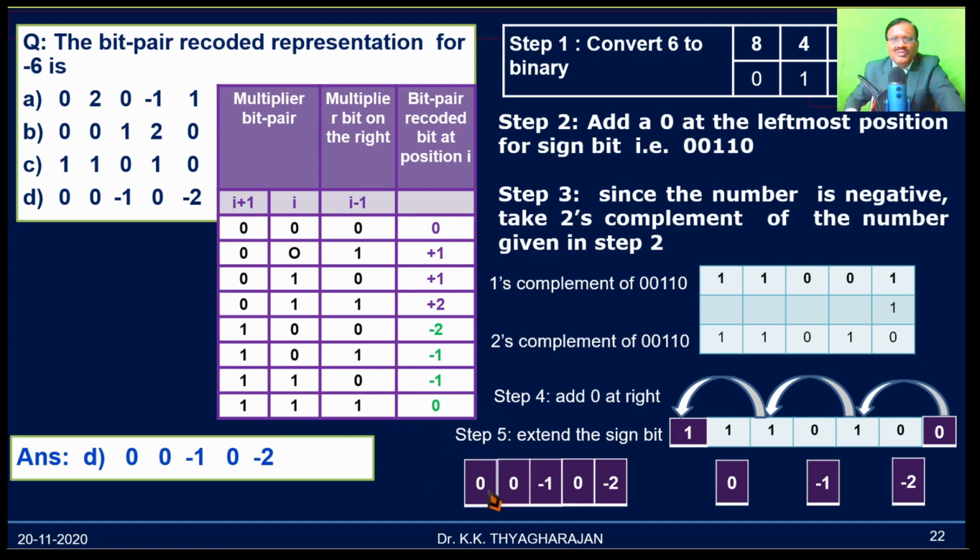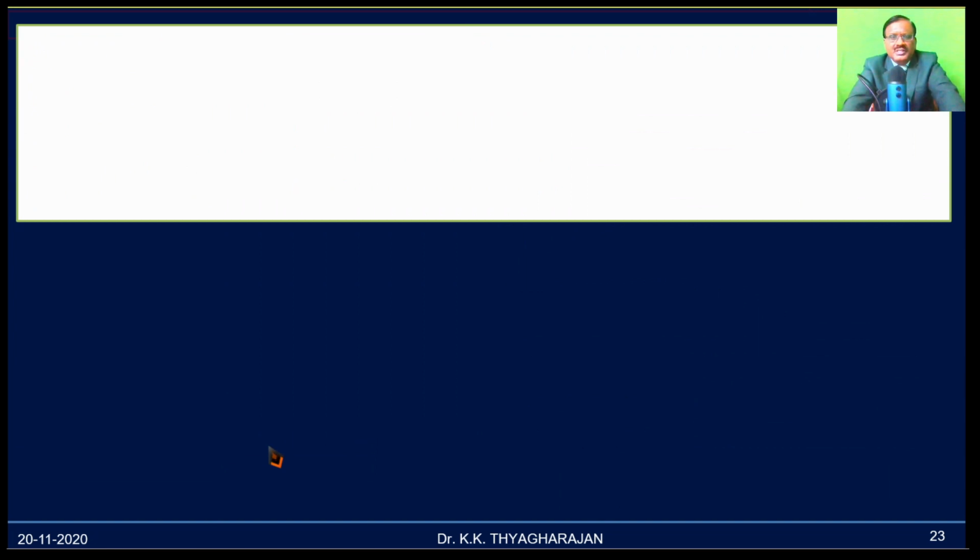So the recoded value is 0, 0, -1, 0, -2. D is having 0, 0, -1, 0, -2. So the correct answer is D. Let us see some more questions in this topic.